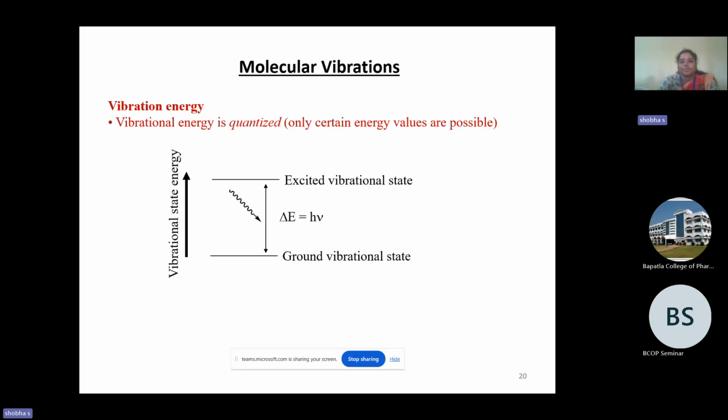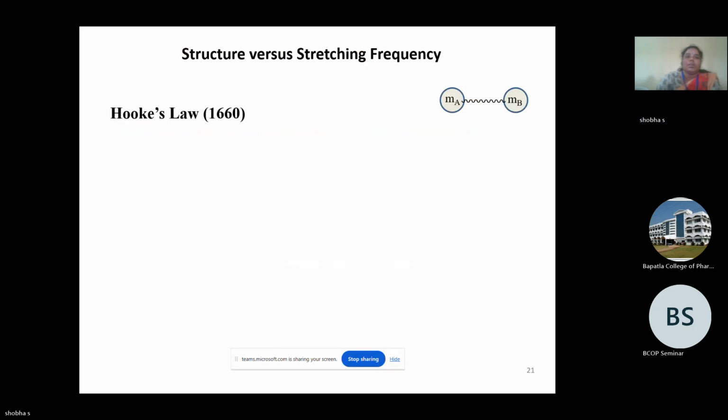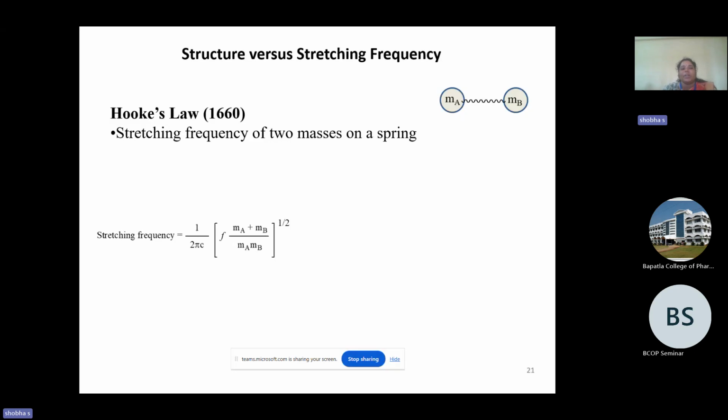See here how the atoms are moved from the ground state to the vibrational state when they absorb electromagnetic radiation in the form of IR. That is nothing but Hooke's law. Coming to Hooke's law, we see the stretching frequency of masses on a spring, how we stretch a molecule. From that, IR arises.